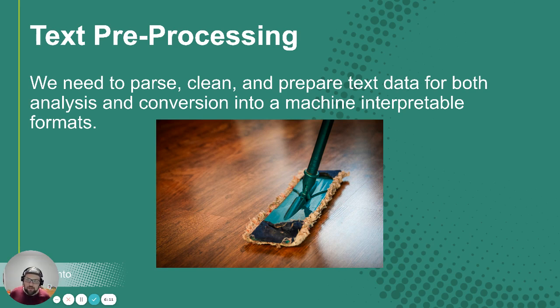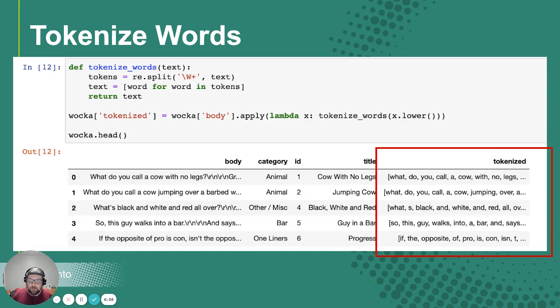This preprocessing step is often needed to parse, clean, and prepare text for the analysis, and we're going to convert that into a machine readable and interpretable format. This is just laying the groundwork for doing all of that. All right, so let's look at what tokenization actually looks like.